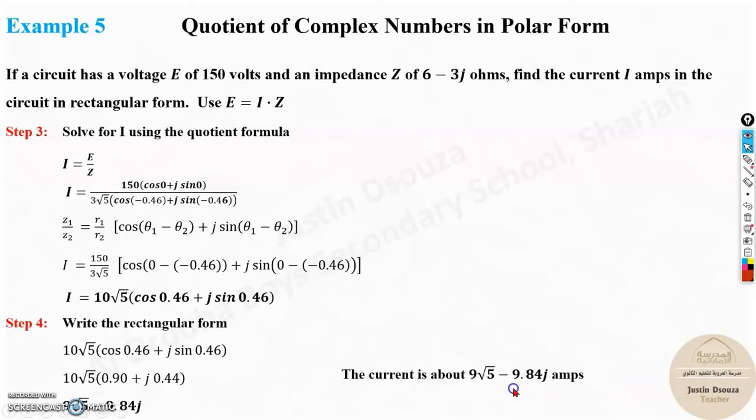So this is the answer. Not in the polar form. You need to convert it back to rectangular form and then get the answer.